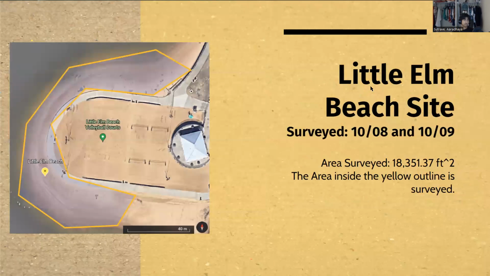The first location I surveyed was the Little Elm Beach site, and it was surveyed on the 8th and 9th. The area surveyed was around 18,351.37 feet squared, and the area inside the yellow outline was surveyed.